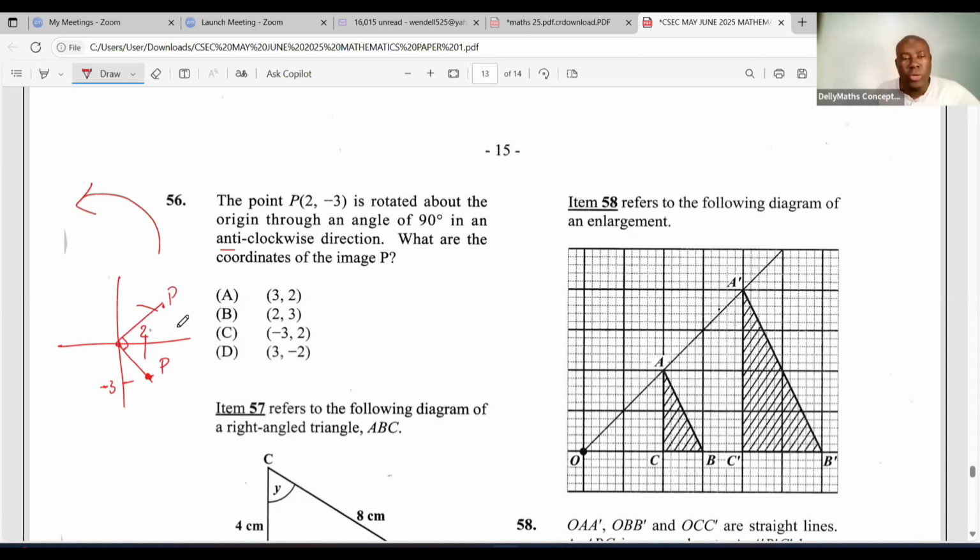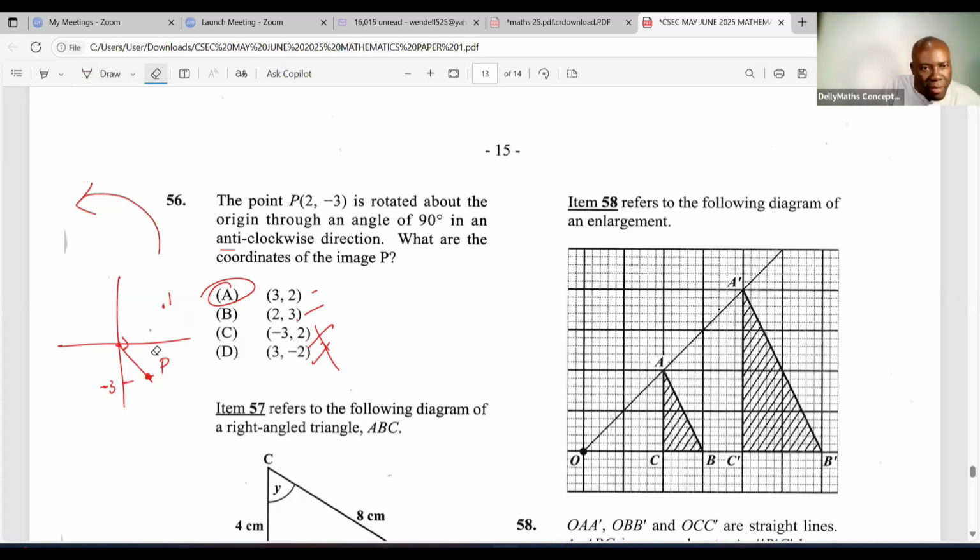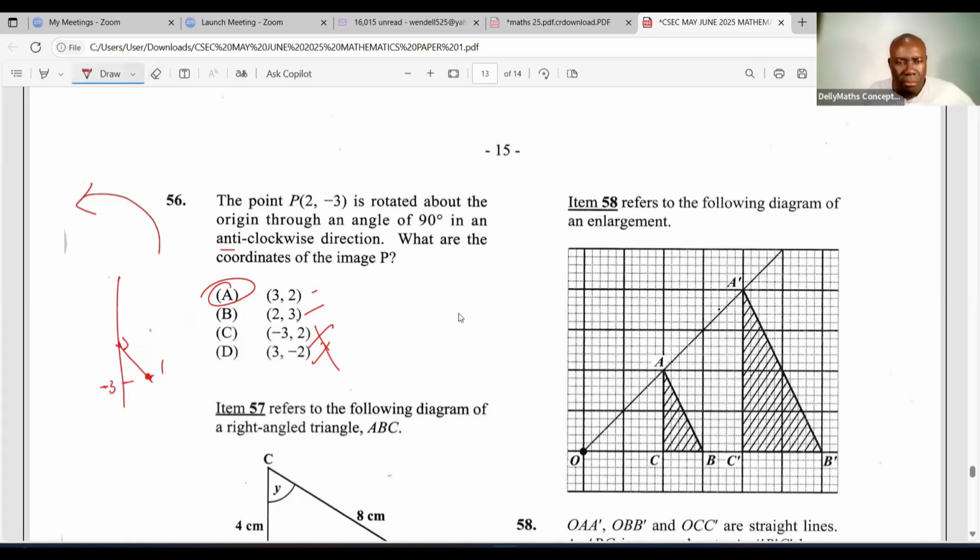All right. So what happened when you rotate? You're going to flip and change sides. So it's going to be 3, 2, because it's going to be all positive. You could see that everything is positive here, because this is a positive quadrant. So it's either this or this, but it's not like it remained the same. They flip and then they change sign. All right, so we're good with that. So it's gonna be A right there. So the answer is positive 3, positive 2.